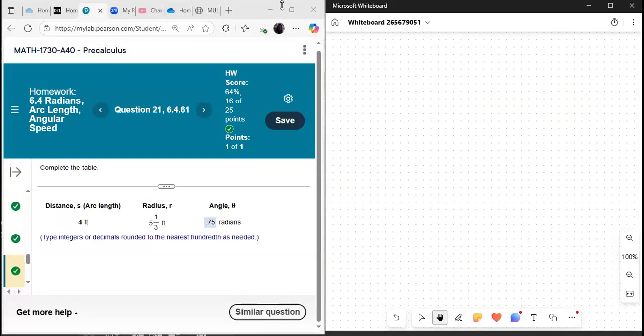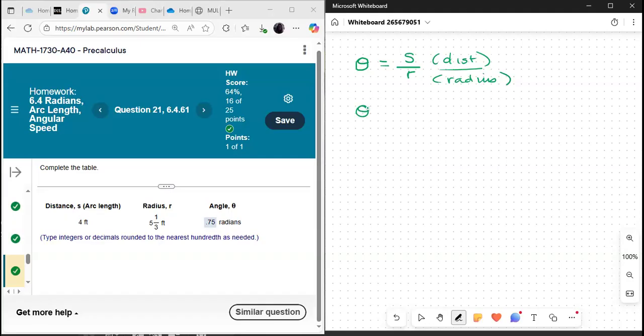For number 21, we're looking at completing the table where you have the distance or arc length is 4 feet, radius is 5 1/3 feet, and we want to find the angle. So the angle is equal to S, which is the distance, divided by R, the radius.